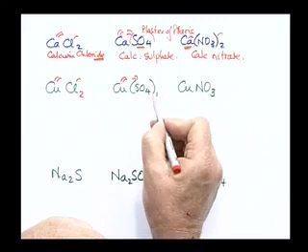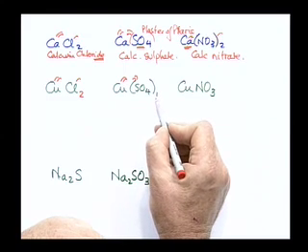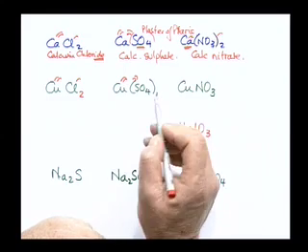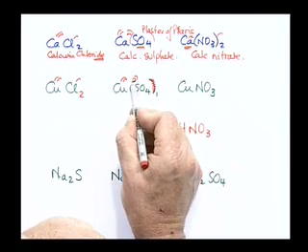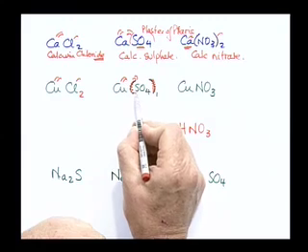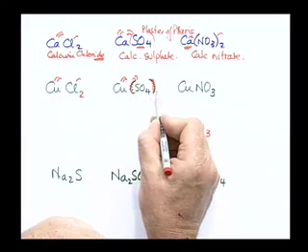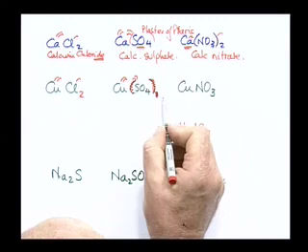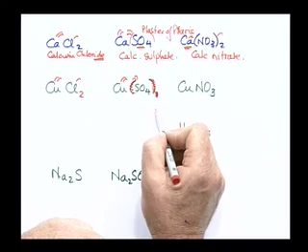Why did I put brackets around here and a 1? Well, I did so because I made a mistake. I shouldn't have done that. I don't have to put brackets around something when there is only one of those groups in a compound. And I certainly don't have to write down the letter 1 there, because the number 1 is understood.